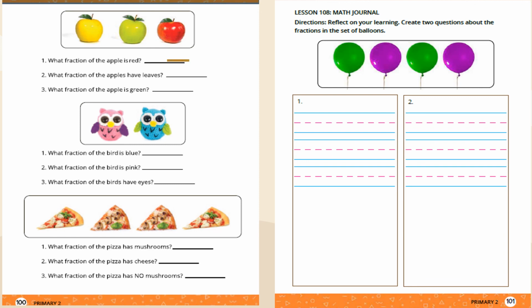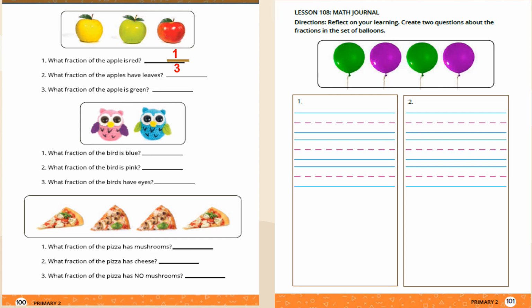Then, remember the definition of the fraction, that the number of color parts goes upper and the total parts down, right? So here, how many red apples? 1. So I will write 1. And the total apples here, 1, 2, 3. So I will write 3. So the fraction will be 1 over 3.